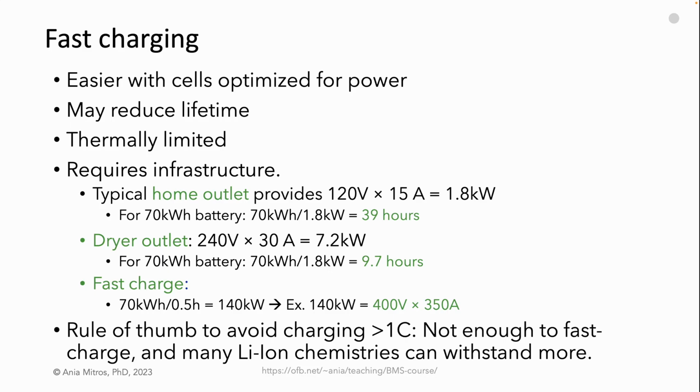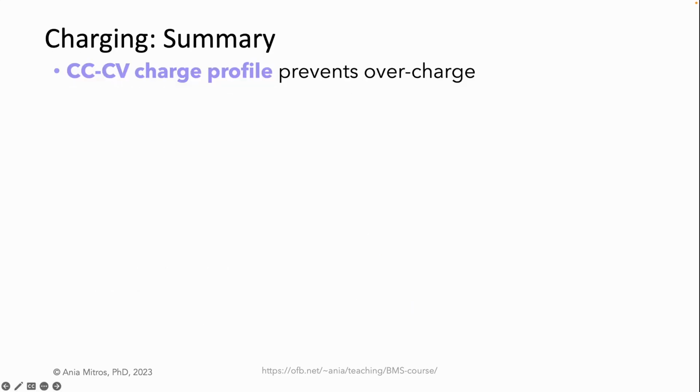I've seen the internet mention a rule of thumb to avoid charging above 1C. That's not necessarily good enough for fast charging, and many lithium-ion chemistries can withstand far more. In summary, we looked at how the CCCV charge profile protects against overcharge, but results in slow charging near top of charge.